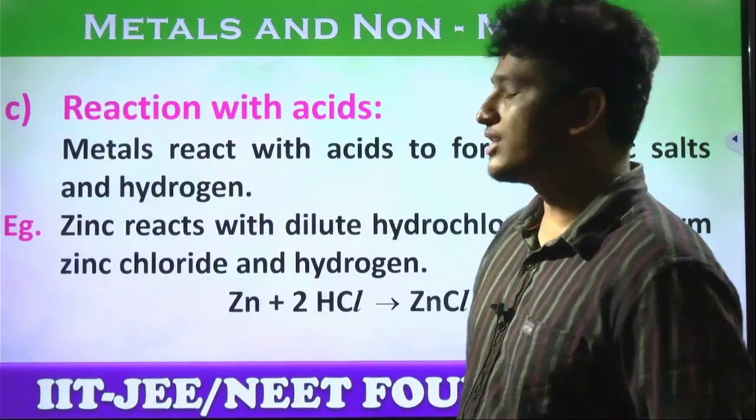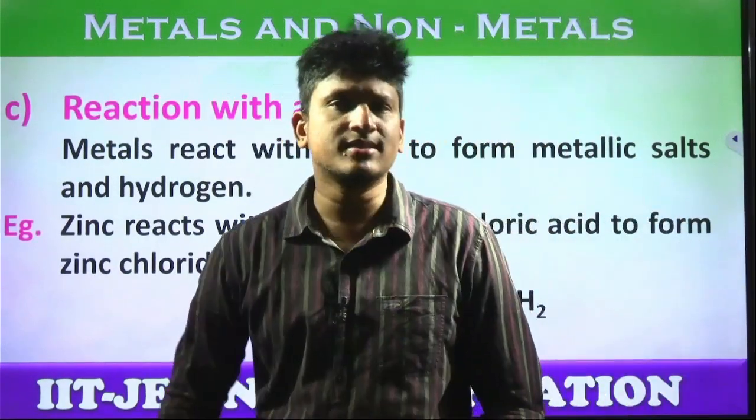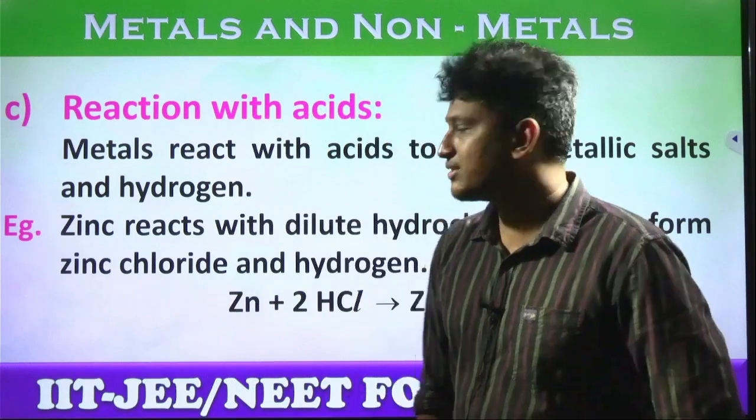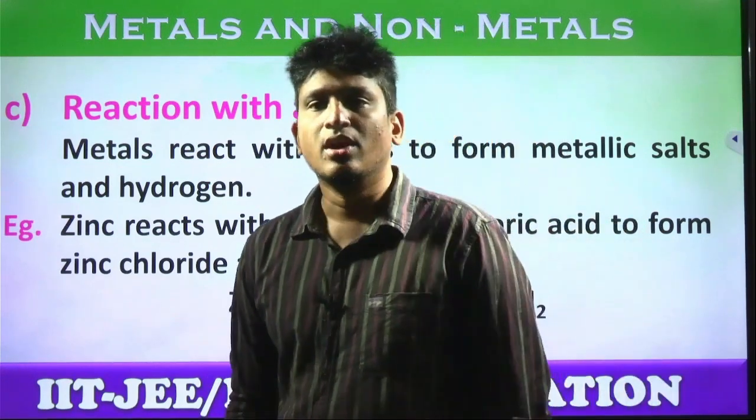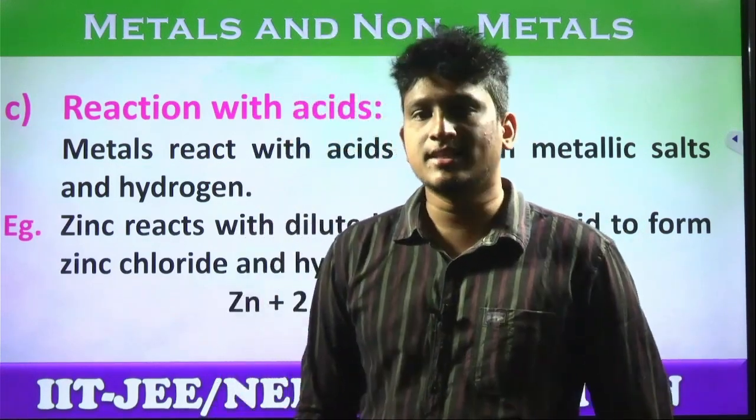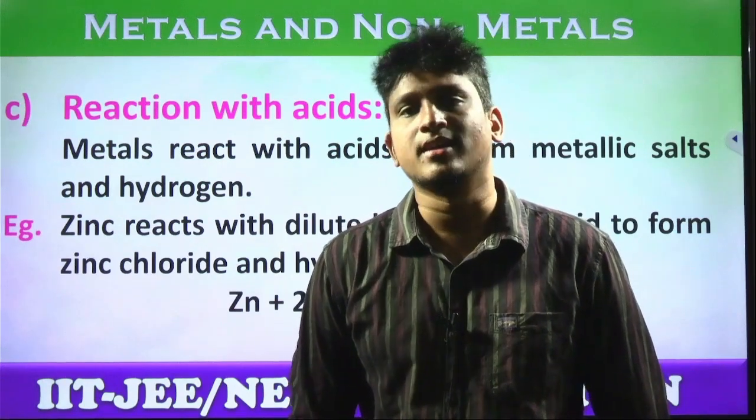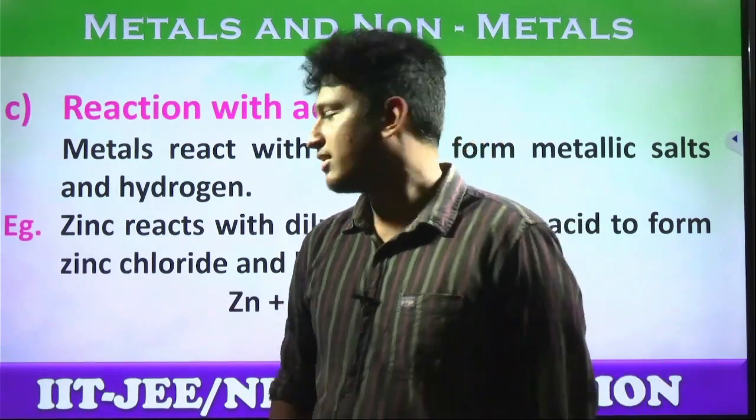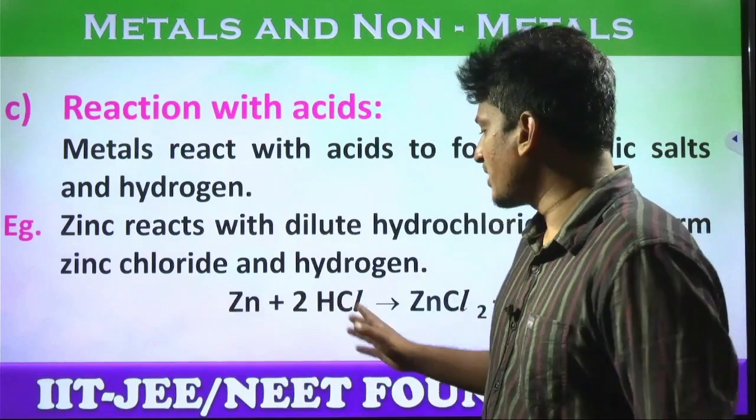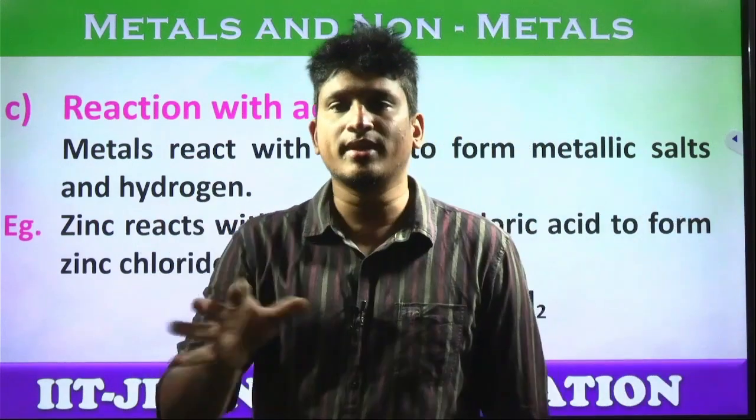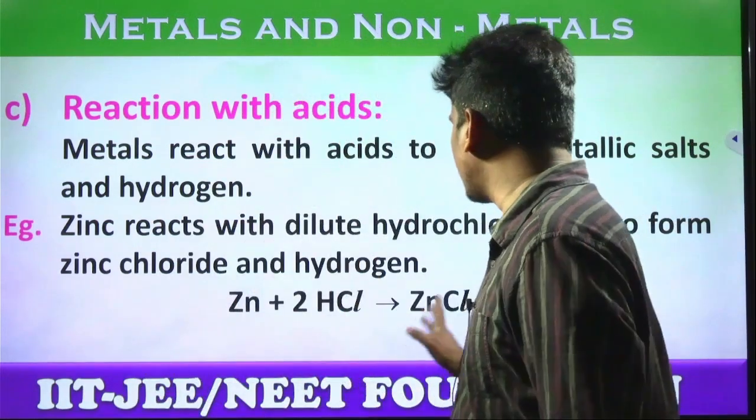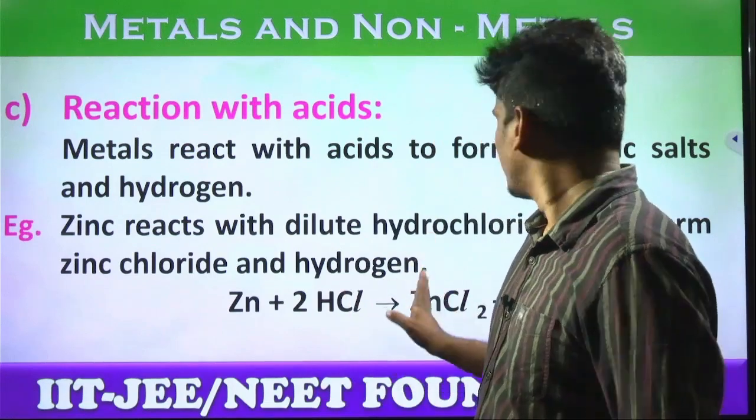Next, reaction with acids. What are acids? Acids are the compounds which can release H plus ions. Yes or no? When metals react with acids, they liberate hydrogen gas and they form the respective salt. Look at the reaction here. Zn plus 2HCl, zinc plus hydrochloric acid. What do we get? Zinc chloride, ZnCl2, plus H2, hydrogen gas.